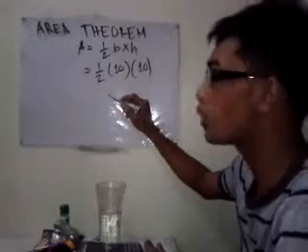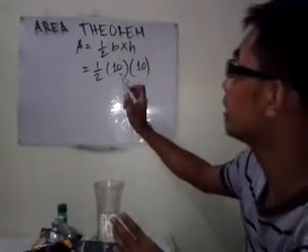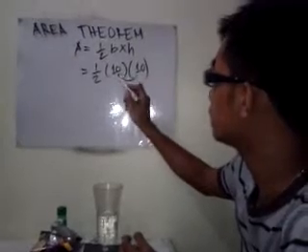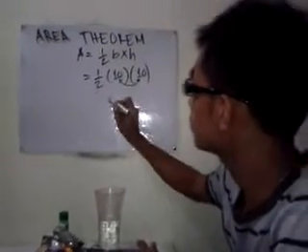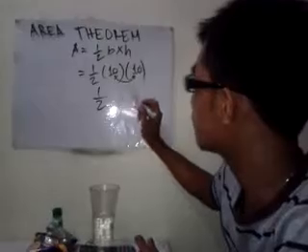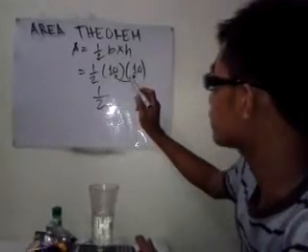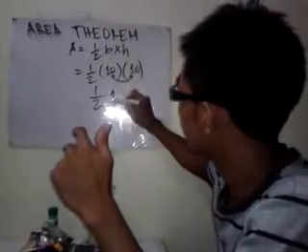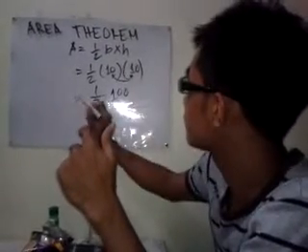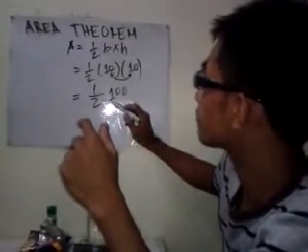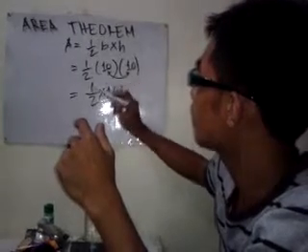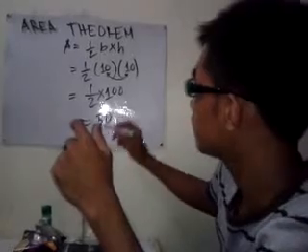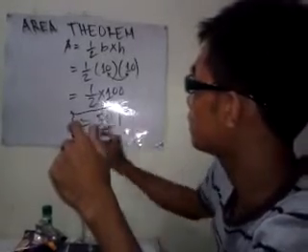Now, we're going to prioritize first the figures inside the parentheses. So we're going to multiply these 2 figures. 1/2 will still remain, and 10 times 10. So we don't need to use calculus now. It will give us 100. So 100 times 1/2 will give us 50. So this will be our area of the triangle.